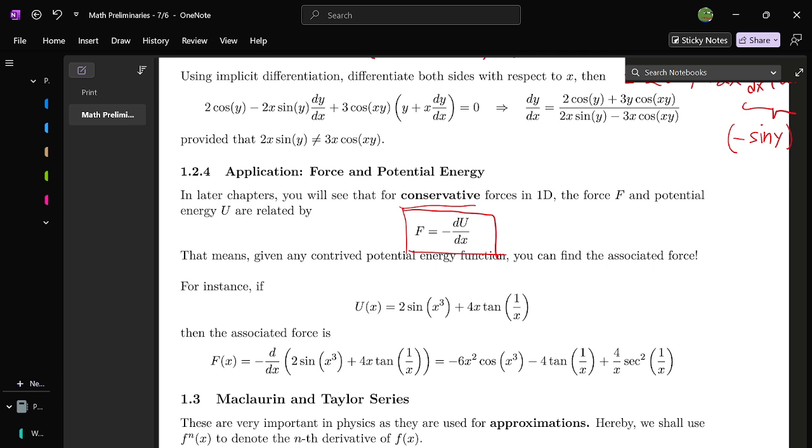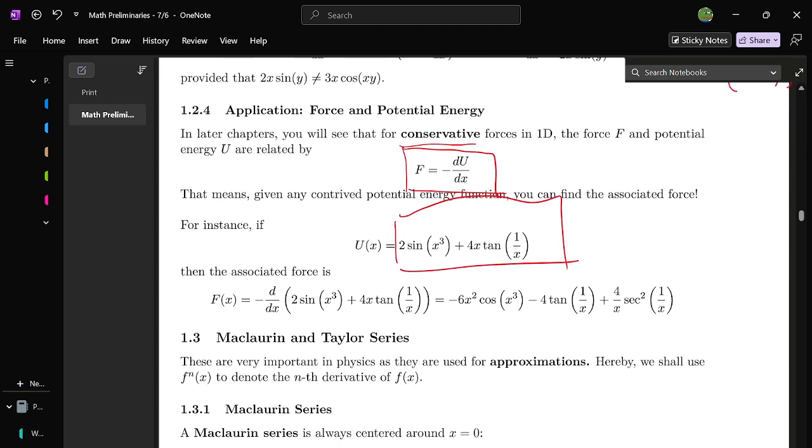So if you're given any contrived potential energy function, something as contrived as this, although you will likely not have any physical setup that produces this potential energy function. But suppose you're given this, then it's just a matter of using your derivatives to find the associated force with this potential energy. Once you have force, you become very powerful because you can find acceleration if you know the mass. And once you find the acceleration, you can work out everything and you can find the position as a function of time. So this is very powerful.